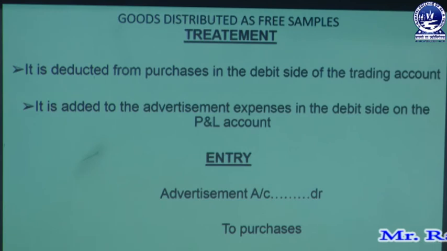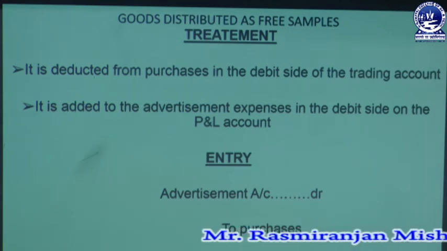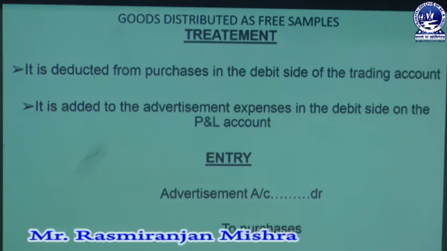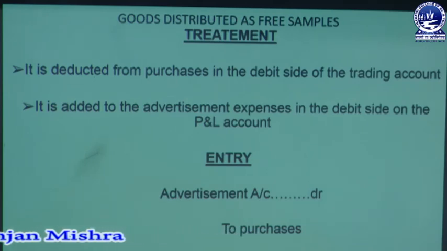As it is one type of expenses, first the amount of goods which are deducted or which are distributed as free sample, that same amount of goods must have been deducted from purchases in the debit side of the trading account, and the same amount of goods which is distributed as free sample, it is added to the advertisement expenses in the debit side of the profit and loss account, because goods distributed as a free sample is called as a advertisement. So it must have been added with the advertisement expenses if it is given inside the trial balance.